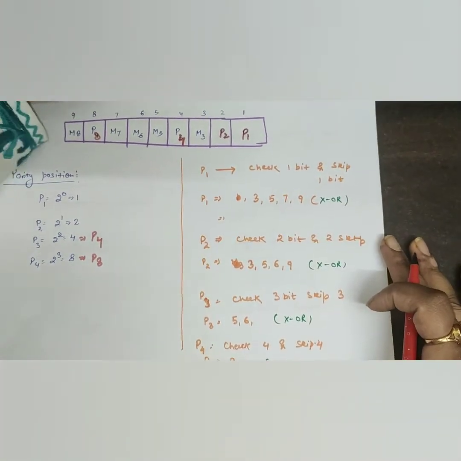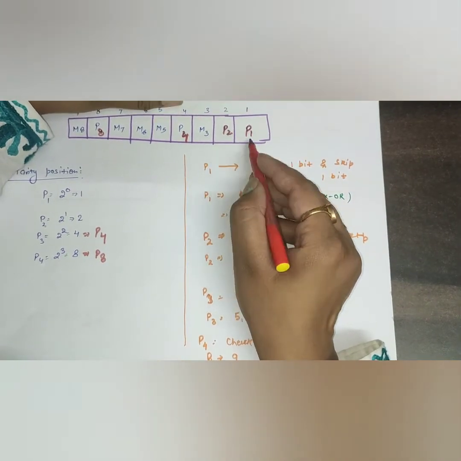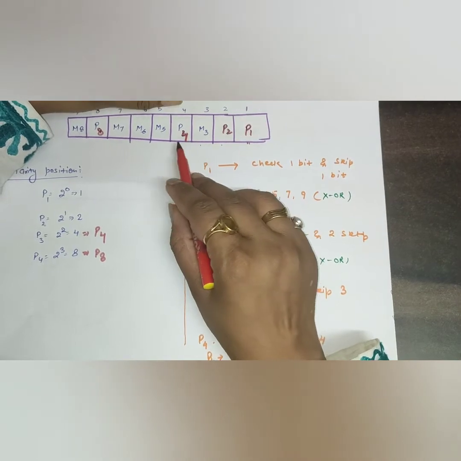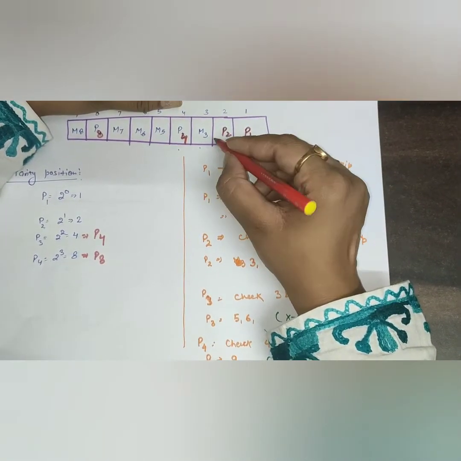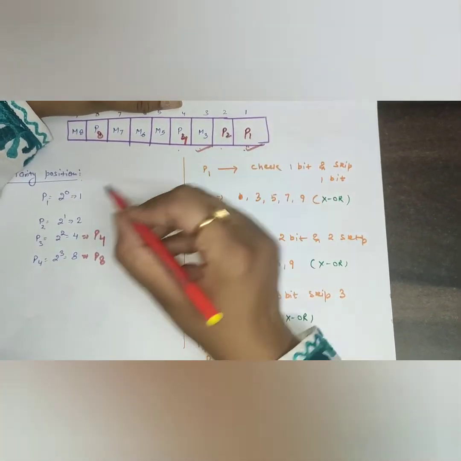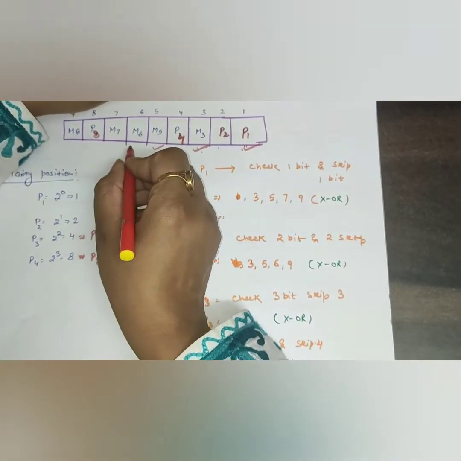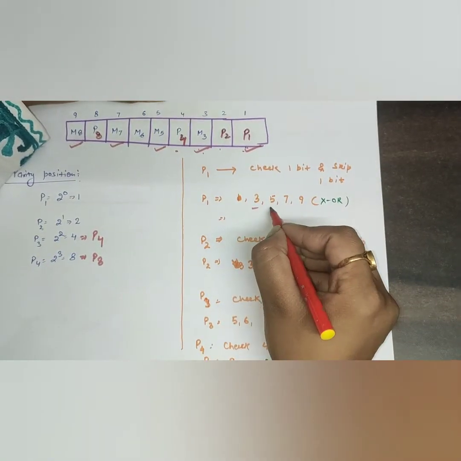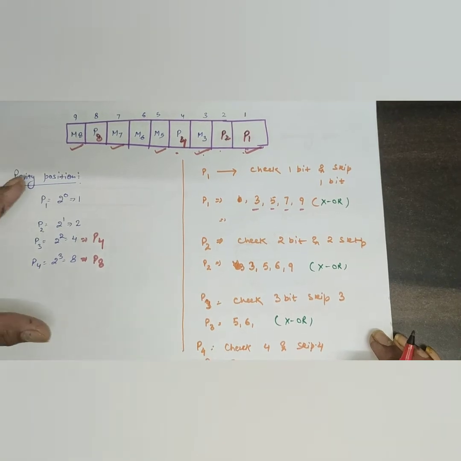Now how can we check the parity? P1 will check 1 position and skip 1: check 1, skip 1. So P1 checks 1, skips 2, checks 3, skips 4, checks 5, skips 6, checks 7, skips 8, and checks 9. So 3, 5, 7, 9. It will be more clear when we do a question.